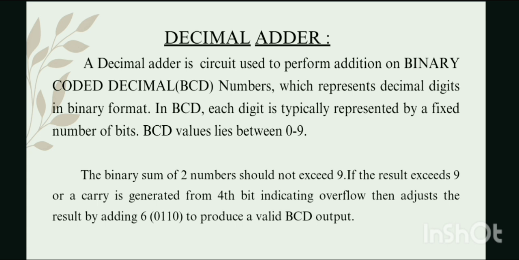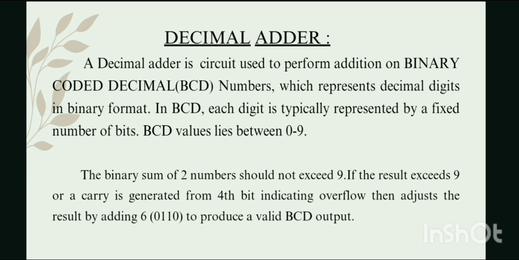Now, let's understand the working mechanism of a decimal adder. The first step is providing inputs. Two 4-bit BCD numbers, for example A and B, and a carry input, that is Cin, from the previous lower digit addition are given. The second step is performing binary addition. Under this, add the two BCD inputs, A and B, along with the carry input using a standard binary adder.